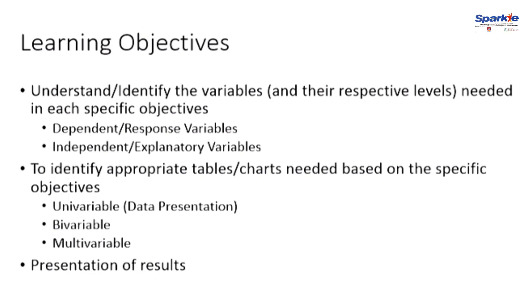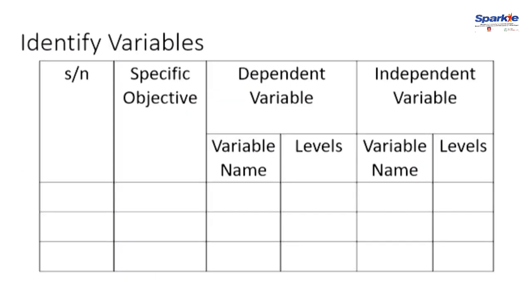So bivariate as well. We have charts for bivariate as well as appropriate tables for bivariate. So also multivariate, appropriate tables for that. And then of course, how to present results. Can we identify the variables here?